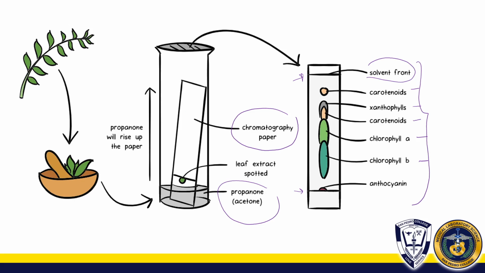separation will occur. Okay? Now, other than propanone or acetone being your mobile phase, kindly take note also that you can use ethanol, methanol, or chloroform. Again, it depends on the analyte that we want to separate.